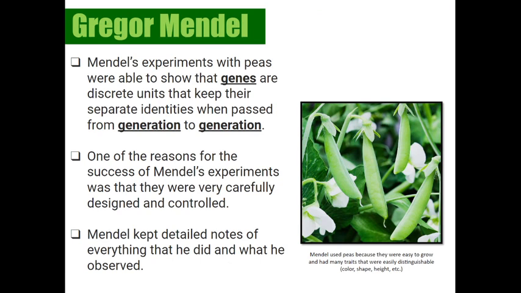So, one of the reasons for the success of Mendel's experiments was that they were very carefully designed and controlled. Mendel kept detailed notes of everything that he did and what he observed. And just a sidebar, Mendel used pea plants because they were easy to grow and had many traits that were easily distinguishable, such as color, shape, height, and many more.